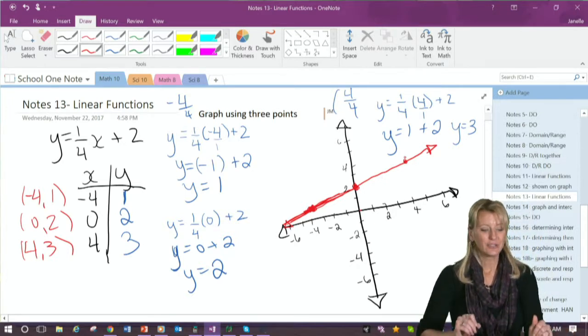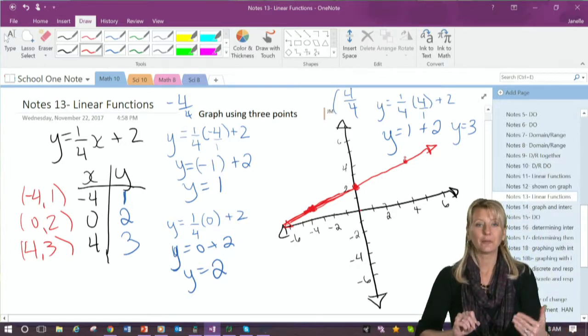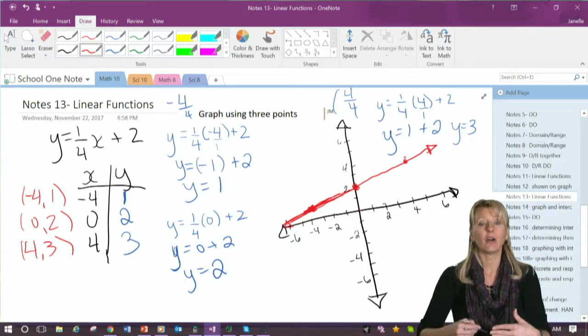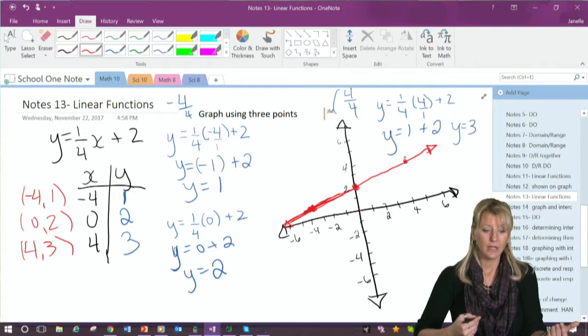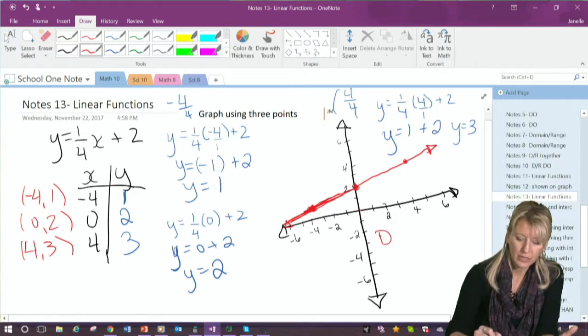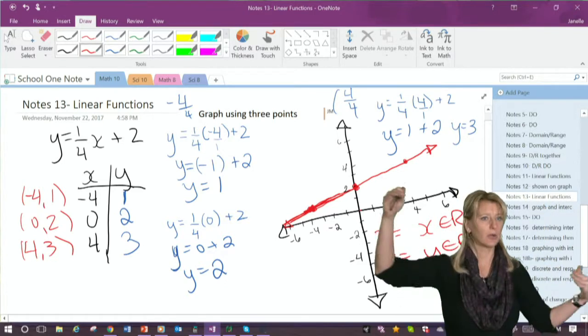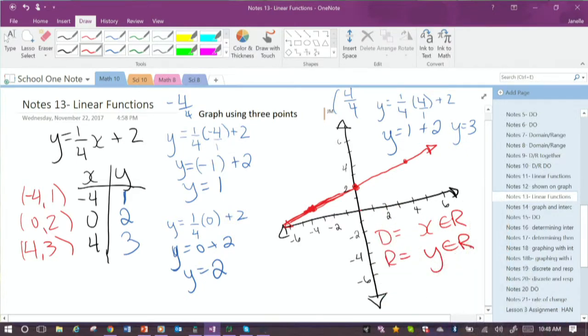Okay, so what you just did there was found points on the graph, and you found points that are on the line that are on the graph. So here again, domain equals all real numbers for x and all real numbers for y, because it's going to keep going, and eventually at some point, for long, long ways away, it's going to do that.